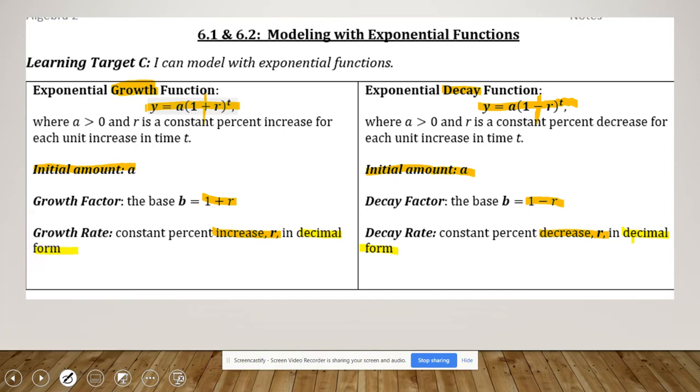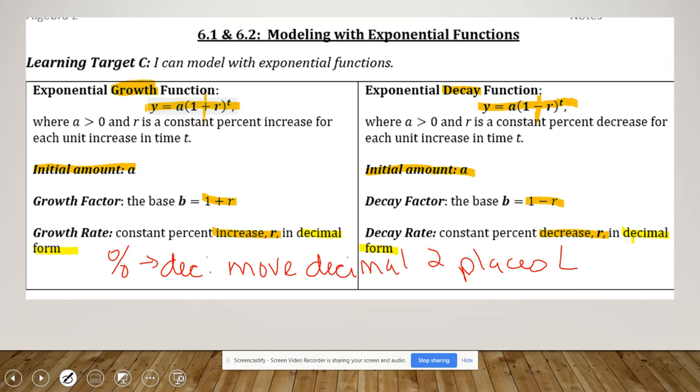So let's review changing from percents to decimals. If I'm changing from percents to decimals, we move the decimal 2 places to the left. And if we're moving from decimal to percents, we do the exact opposite. Move the decimal 2 places to the right. And you will need to be able to go both ways depending on what the question is asking you.